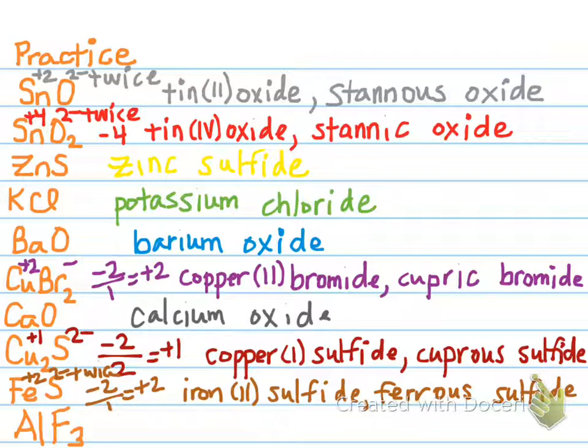And AlF3. Al, metal and a nonmetal, so it's an ionic compound. Al is in a tall column, so I won't have to name this twice. So Al is aluminum ion, F is fluoride, so this is aluminum fluoride. So hopefully that helped you a little bit with writing these.